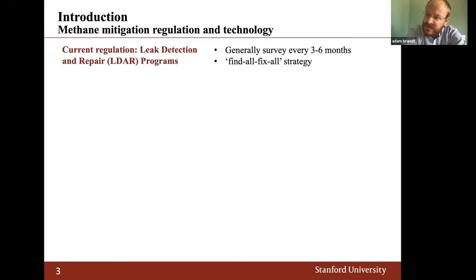A lot of this actually has its genesis, if you look at the history, in refinery detection and repair regulations starting in the 1970s, using one point source PPM measures. So this is kind of an old idea.